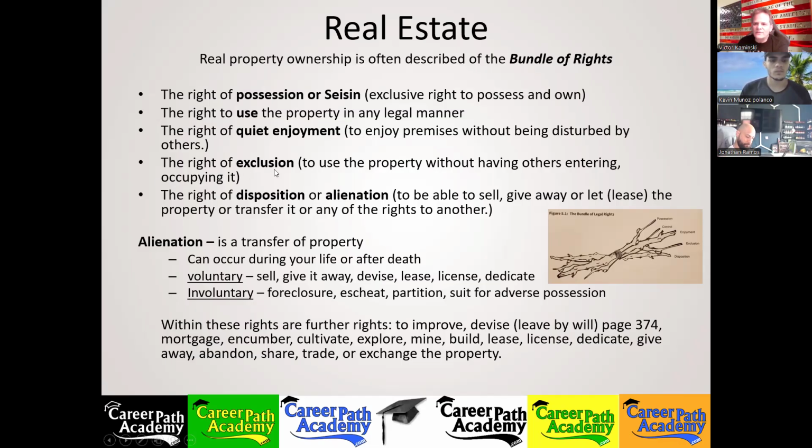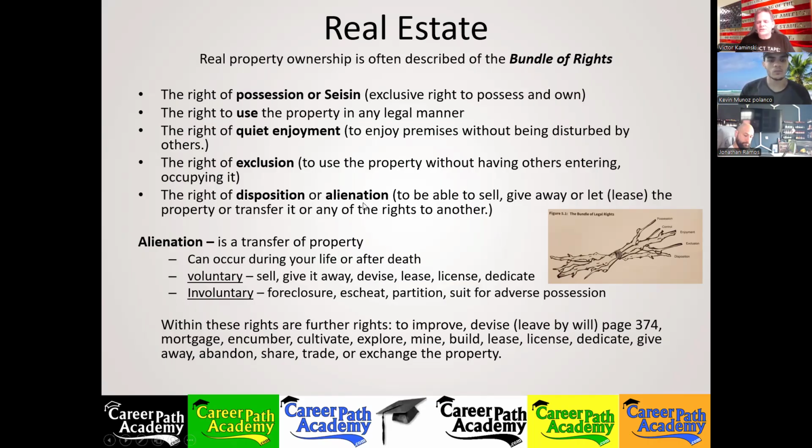So the right of exclusion, that's the right to use the property without having others entering it or occupying it. And the right of disposition or alienation, to be able to sell the property, give it away, lease it. You transfer those rights to someone else, whether it's forever or a limited period of time.